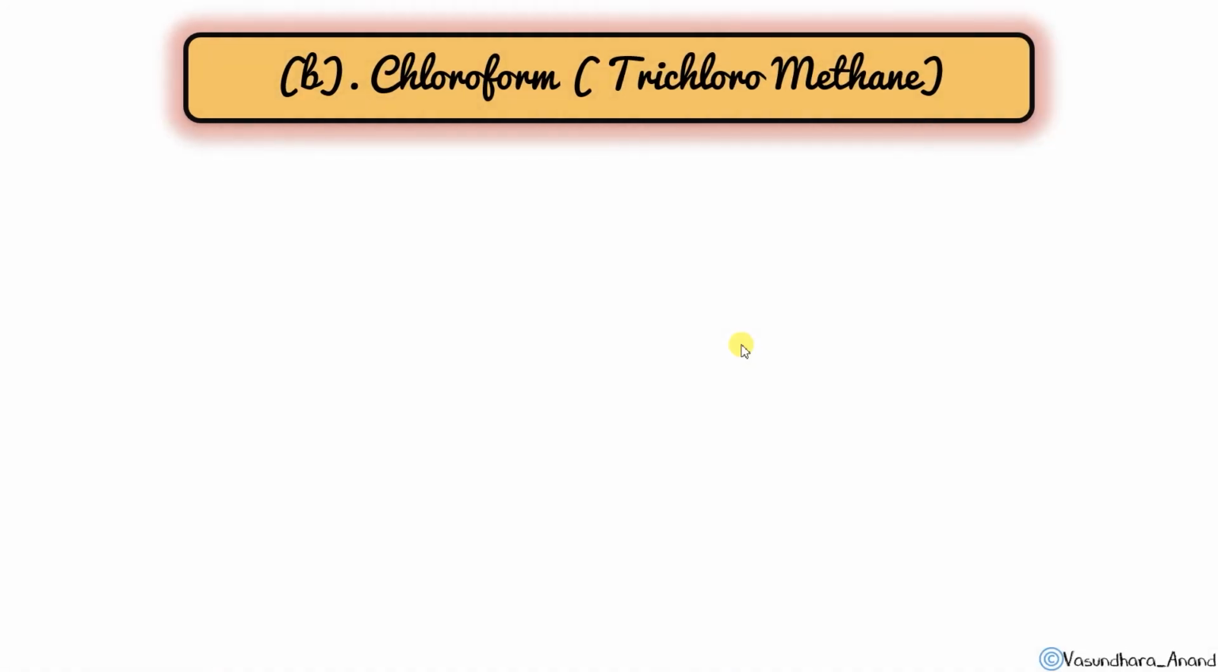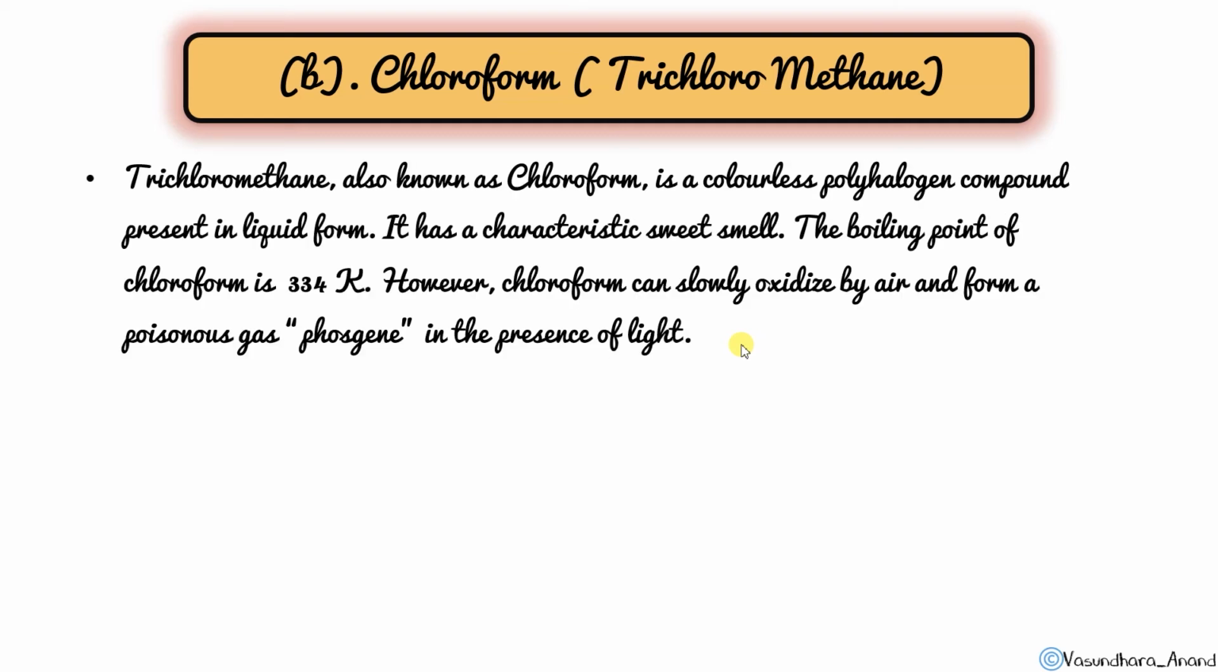Now next is chloroform, which is very important. You are all very much aware of chloroform. The IUPAC name is trichloromethane, and trichloromethane, also known as chloroform, is a colorless polyhalogen compound present in liquid form. It has a characteristic sweet smell. The boiling point of chloroform is 334 Kelvin. No need to learn all this, just the formula and the important things I'm going to tell you.